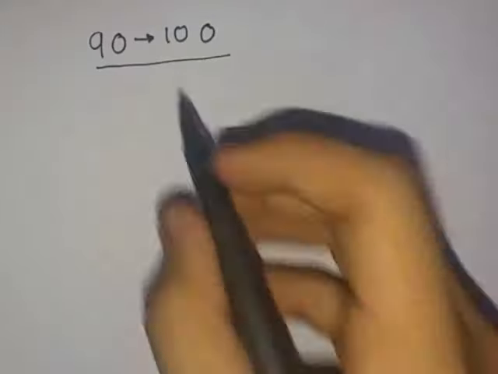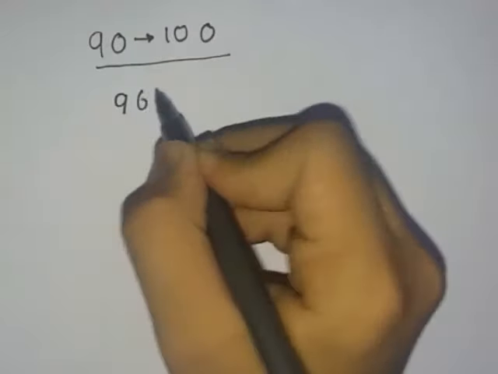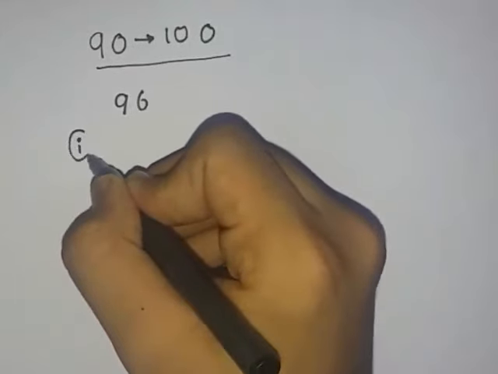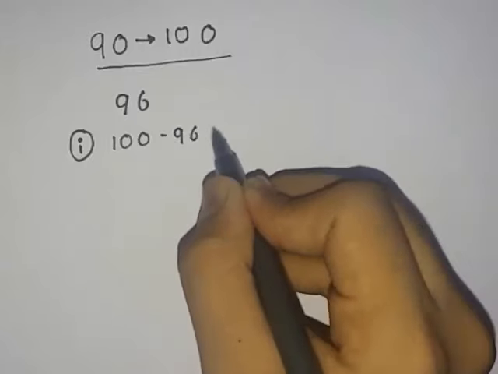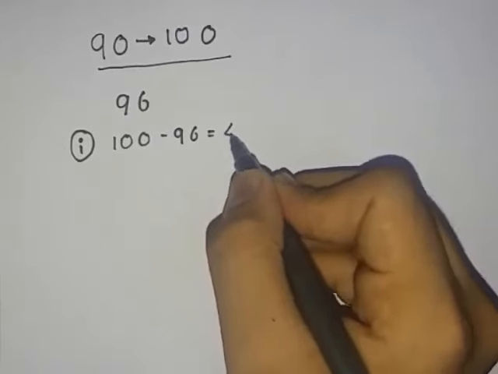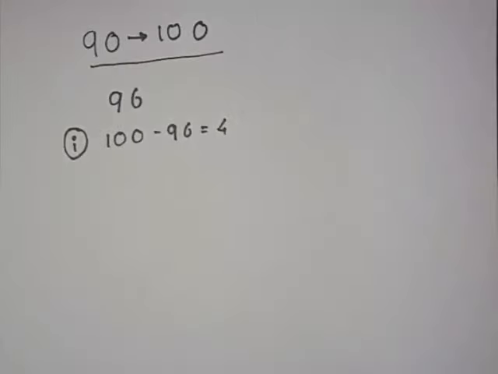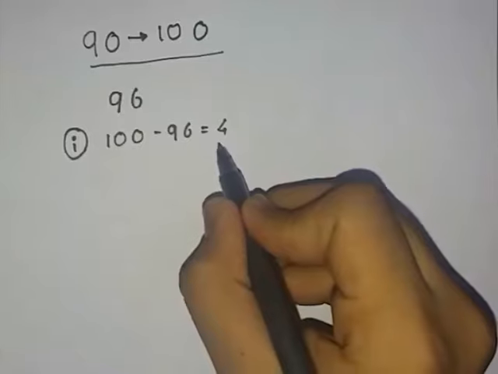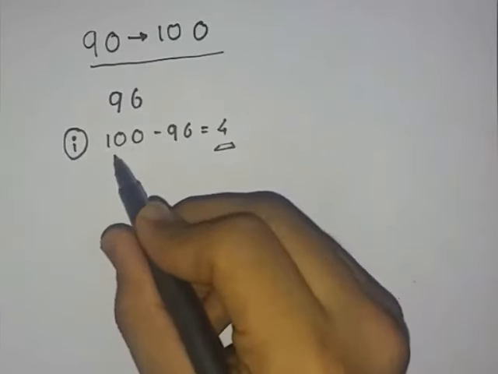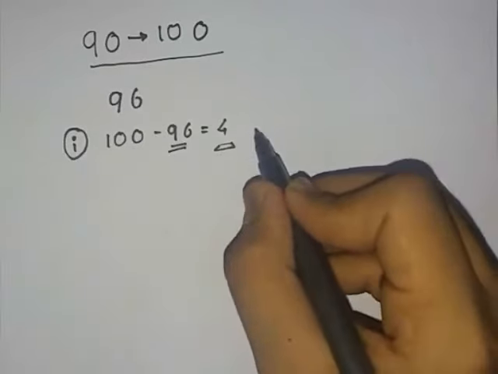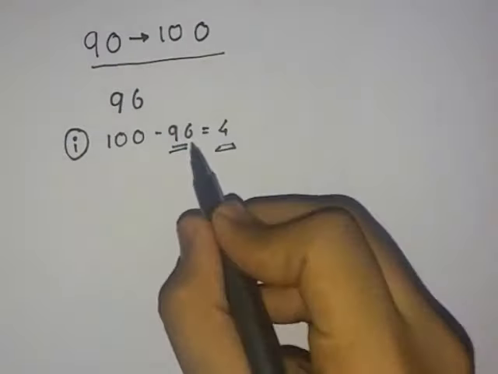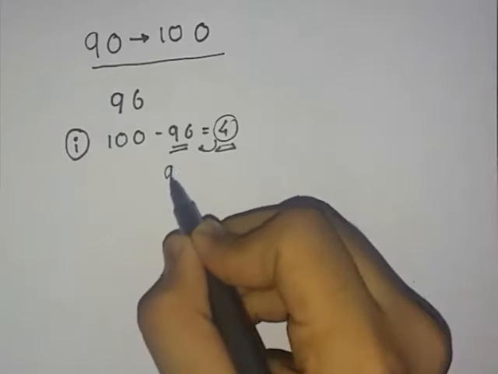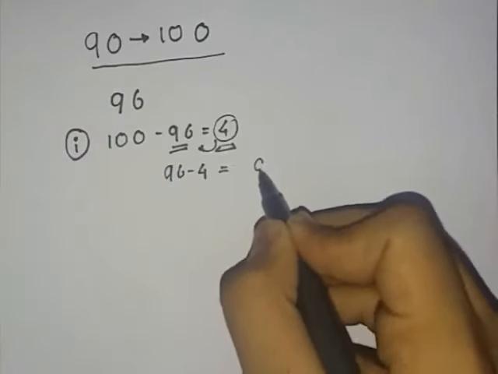Now let us take a number, let us take 96. Then what would be our first step? Our first step would be to subtract that number from 100. 100 minus 96, what do we get? We get 4, a standard value of course. Now all you have to do is subtract this 4 from 96. 96 minus 4 will get you 92.